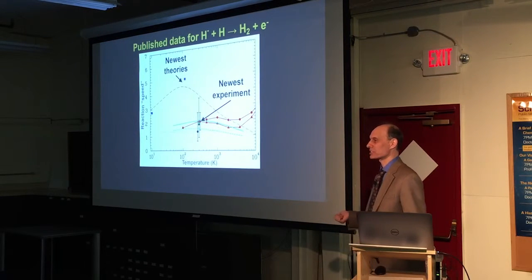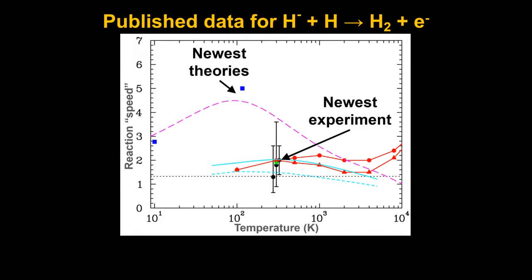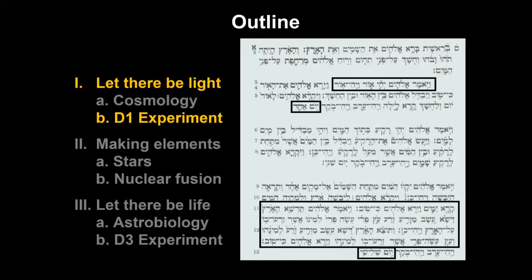Quantum mechanics was discovered in 1925. This plot comes from 2005. 80 years later, they still hadn't been able to calculate this most fundamental reaction properly. So we decided, well, all right, let's try to study it.